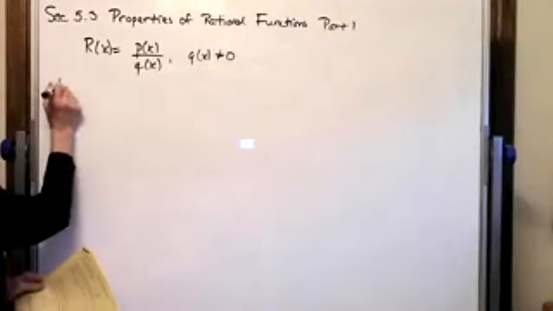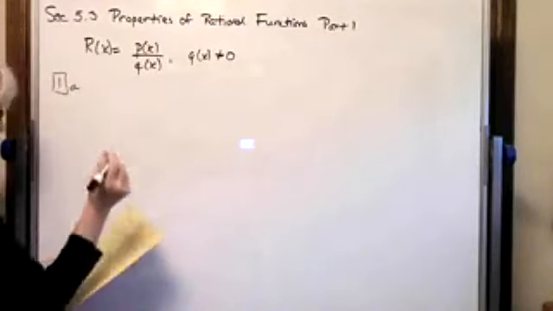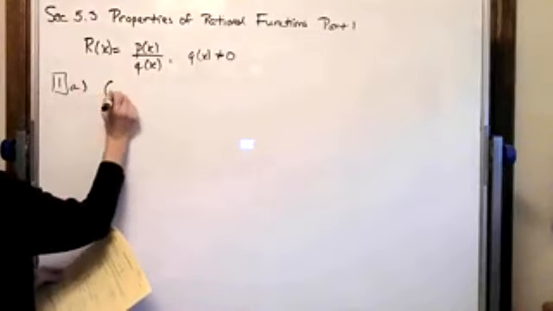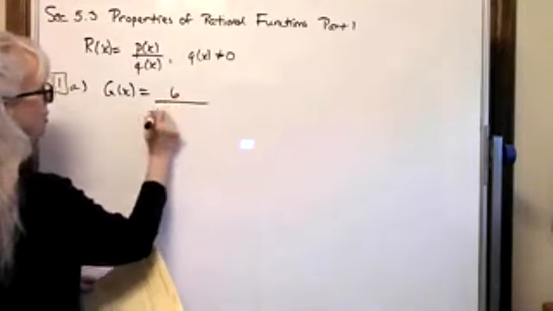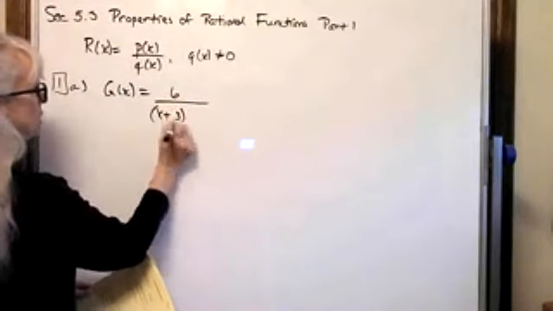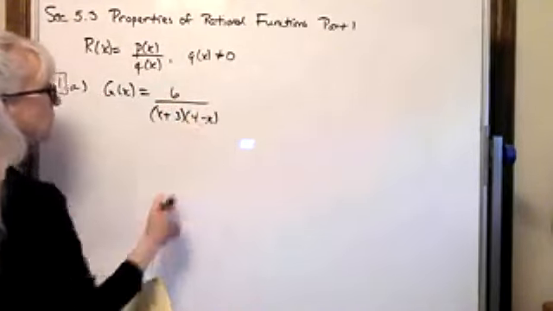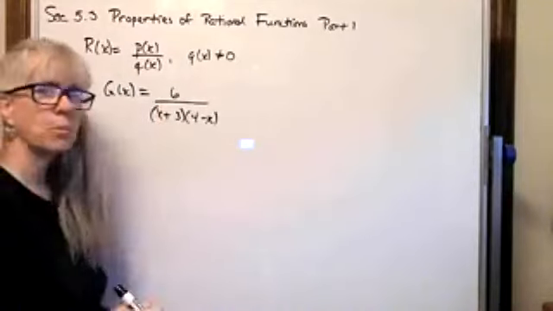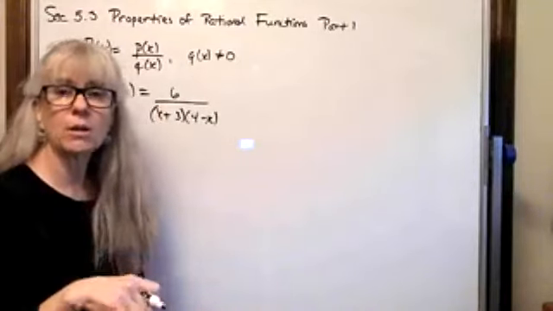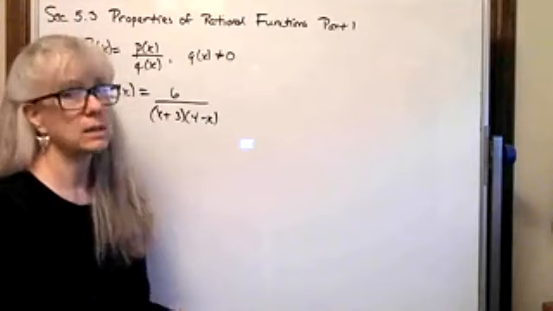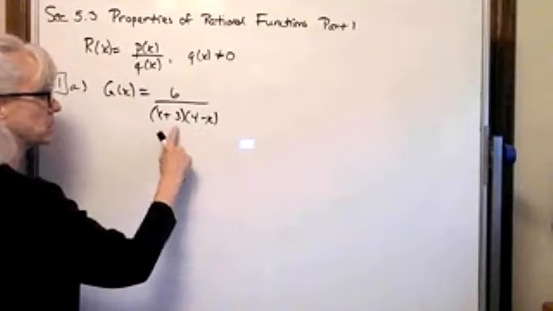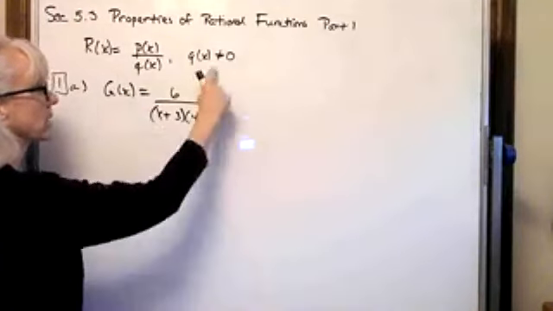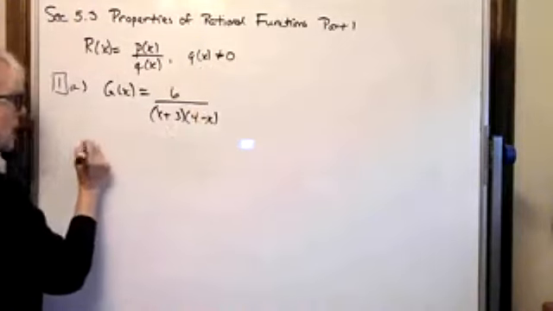So in example 1, part A, we see a rational function, and it says g of x is equal to 6 over x plus 3 times the quantity 4 minus x. So this is a rational function. It's got a polynomial on the top. The polynomial that is in the numerator is just a constant function that is still a polynomial. The denominator has a factored polynomial of x plus 3 times 4 minus x. Now we know that the denominator can't equal 0, so the domain is addressing that fact.